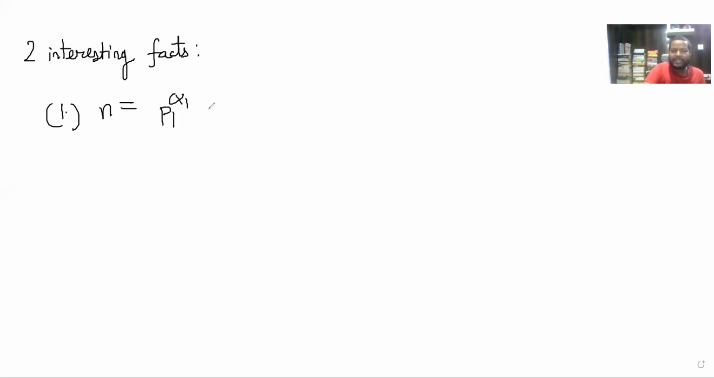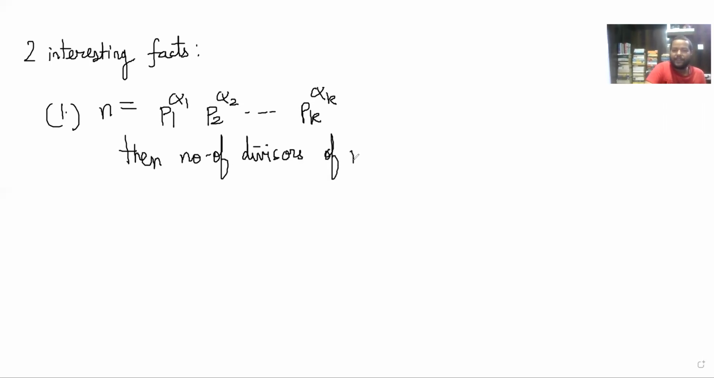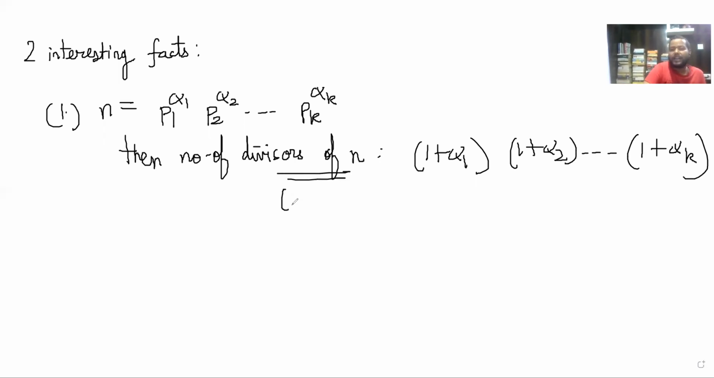So the last two results basically tell us two interesting facts from number theory. If n has a prime factor decomposition like p1 power alpha 1, p2 power alpha 2, and so on, pk power alpha k, then the number of divisors of n will be (1 plus alpha 1), (1 plus alpha 2), and so on till (1 plus alpha k). These divisors include 1 and n.